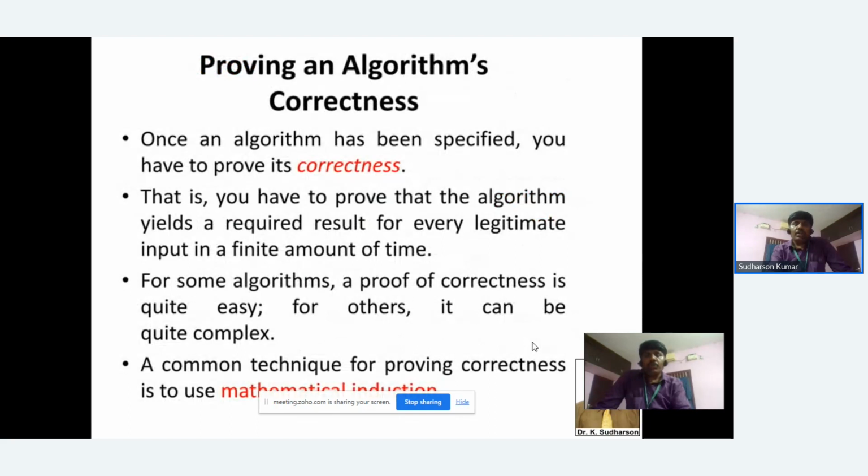Then you have to prove the algorithm's correctness before designing an algorithm. You have to give some inputs, including some complex input, and check the result. You have to match the result with the original expected output. Then you can analyze the algorithm's correctness. A common technique to prove the algorithm's correctness is mathematical techniques. There are plenty of mathematical techniques.